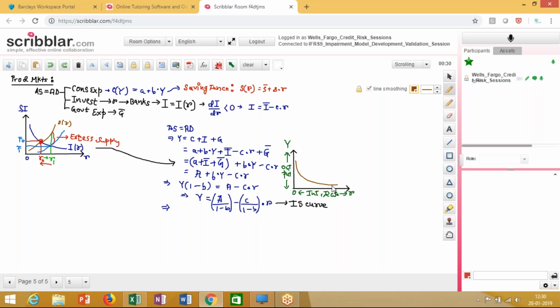One thing you can clearly see is that the output and the rate of interest are negatively related in the product market, and this relationship is called the IS curve. Any point on the IS curve is a function of the rate of interest, and given the rate of interest, it will tell me what the corresponding output should be for the economy to be in equilibrium.